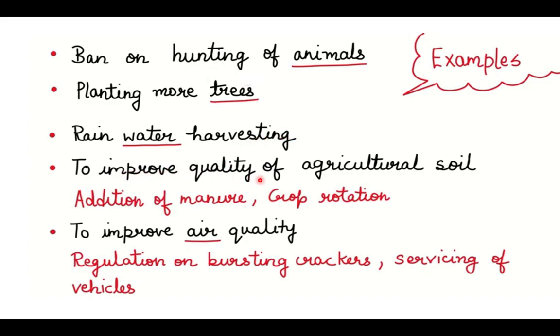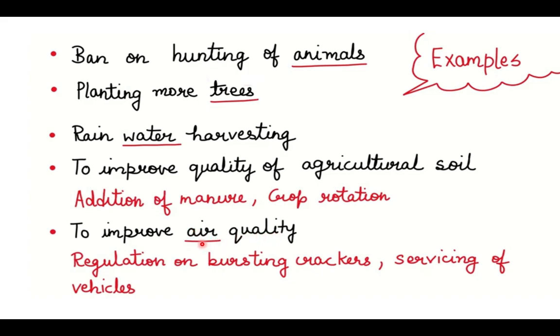And to improve the quality of agricultural soil, how can you improve the quality of the soil? By adding manure, or by doing crop rotation. Crop rotation, you already learned in the lower classes. That means different types of crops can be cultivated in the same land, so that the soil can be enriched.